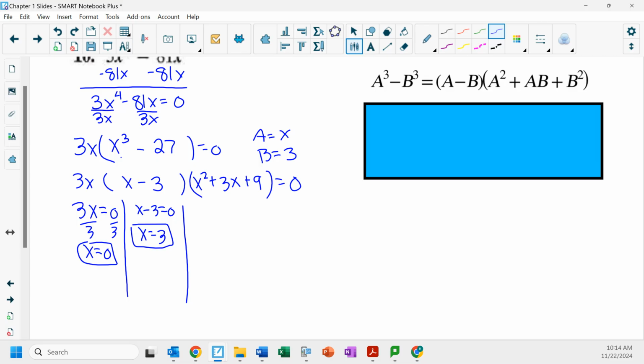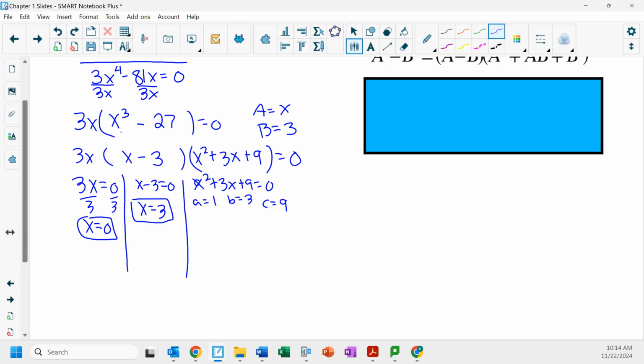We can do the quadratic formula. So guess what we have to do here? Oh, what fun. All right, so I'm essentially setting this equal to 0. So my a is 1, my b is 3, my c is 9. So I have x is equal to negative b, so negative 3, plus or minus the square root of b squared, 3 squared, minus 4ac, so 1 times 9, all over 2a.